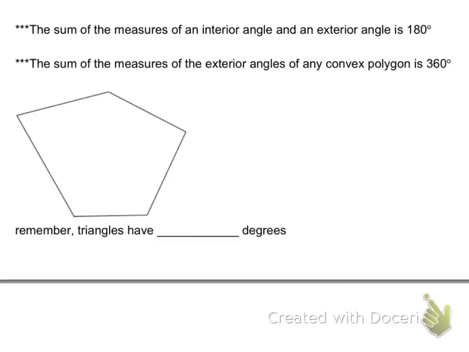Now the other one, which will go with the picture below, is that the sum of the measures of the exterior angles in any convex polygon is always 360. You guys want to know why?